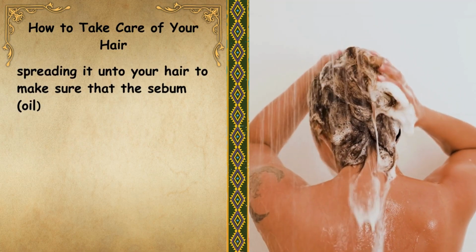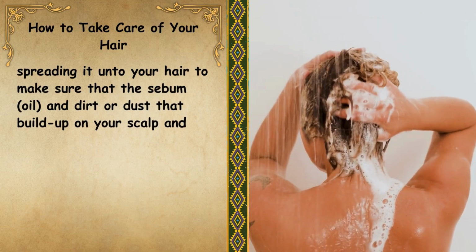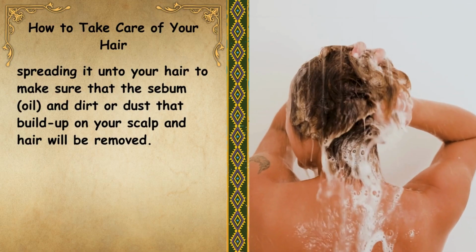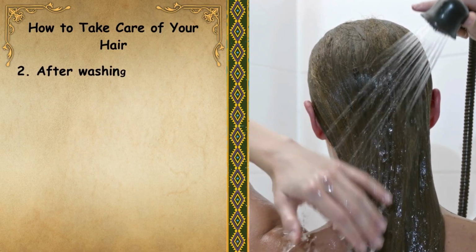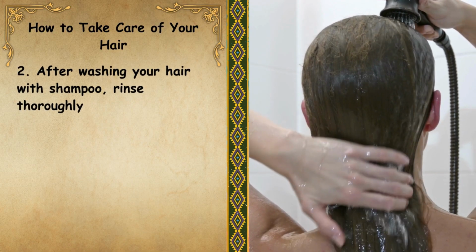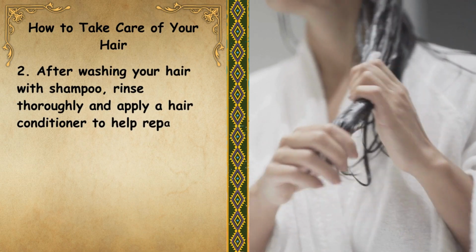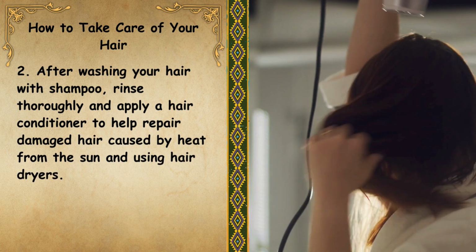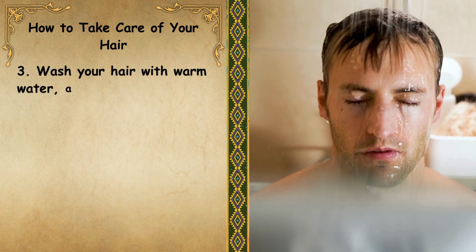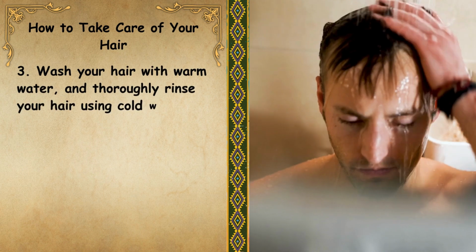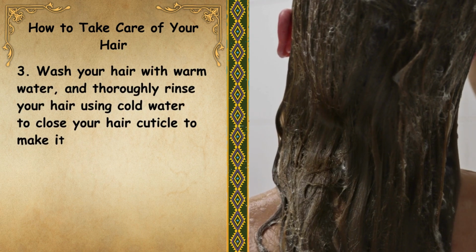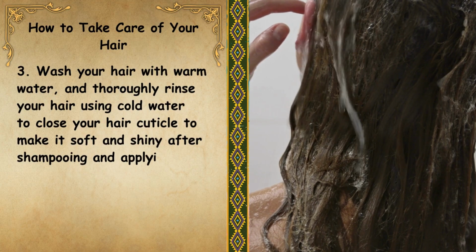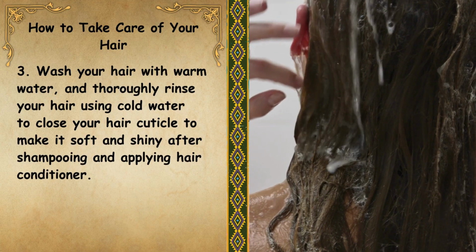sure that the sebum, oil, and dirt or dust that build up on your scalp and hair will be removed. 2. After washing your hair with shampoo, rinse thoroughly and apply a hair conditioner to help repair damaged hair caused by heat from the sun and using hair dryers. 3. Wash your hair with warm water, and thoroughly rinse your hair using cold water to close your hair cuticle to make it soft and shiny after shampooing and applying hair conditioner.